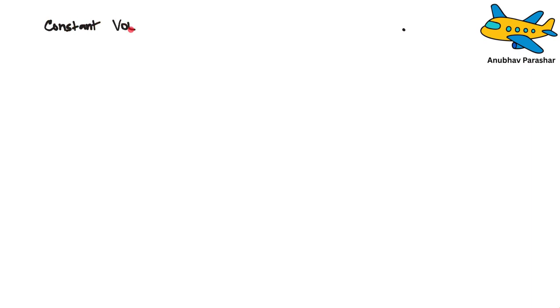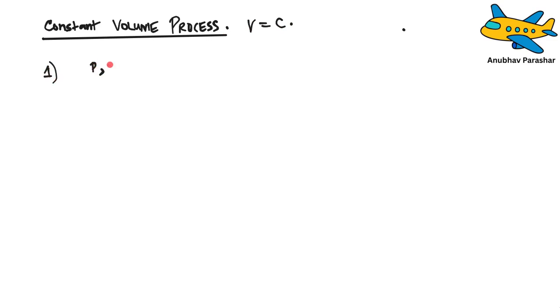Constant volume process. Now the constant volume process is also known as the isochoric process, right? Volume is equal to constant. Now, all of you, please look at me very carefully. So first of all, we will try to find out what is the PVT relation. What is the PVT relation for a constant volume process?